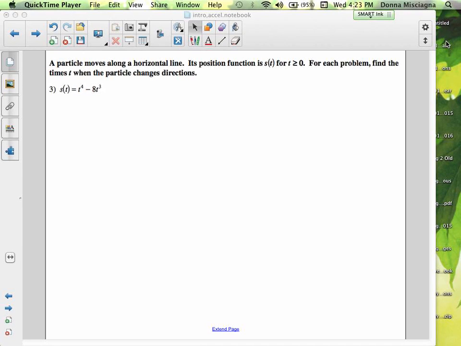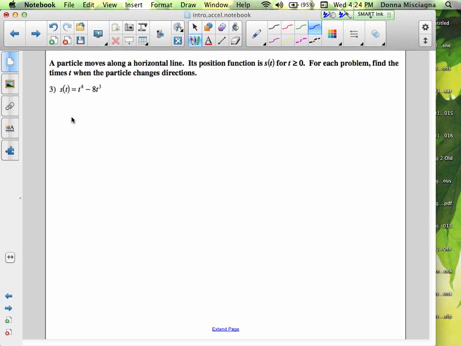Okay, so it's moving along a horizontal line. We could represent that on a coordinate plane. We could see where it's located and when. We're looking for when it changes directions. So when the particle changes directions, it does have to stop. Therefore, when it stops, the velocity is going to be equal to 0. Okay, so the particle has to stop to change directions.